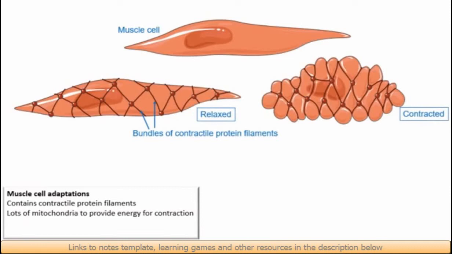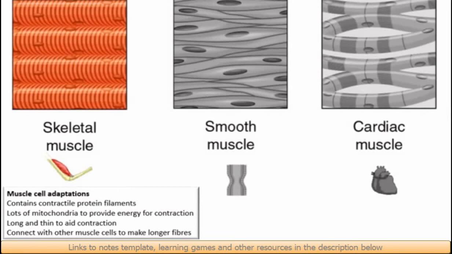To be effective at contracting, a muscle cell at rest will be long and thin, because this allows it to become short and fat when contracted. An individual muscle cell working alone will have little power, but muscle cells attach to other muscle cells early in their development, forming very long muscle fibres. Now, there are three main types of muscle cell in humans. The appearance and characteristics of these three types are linked to the different arrangements of their contractile protein filaments.